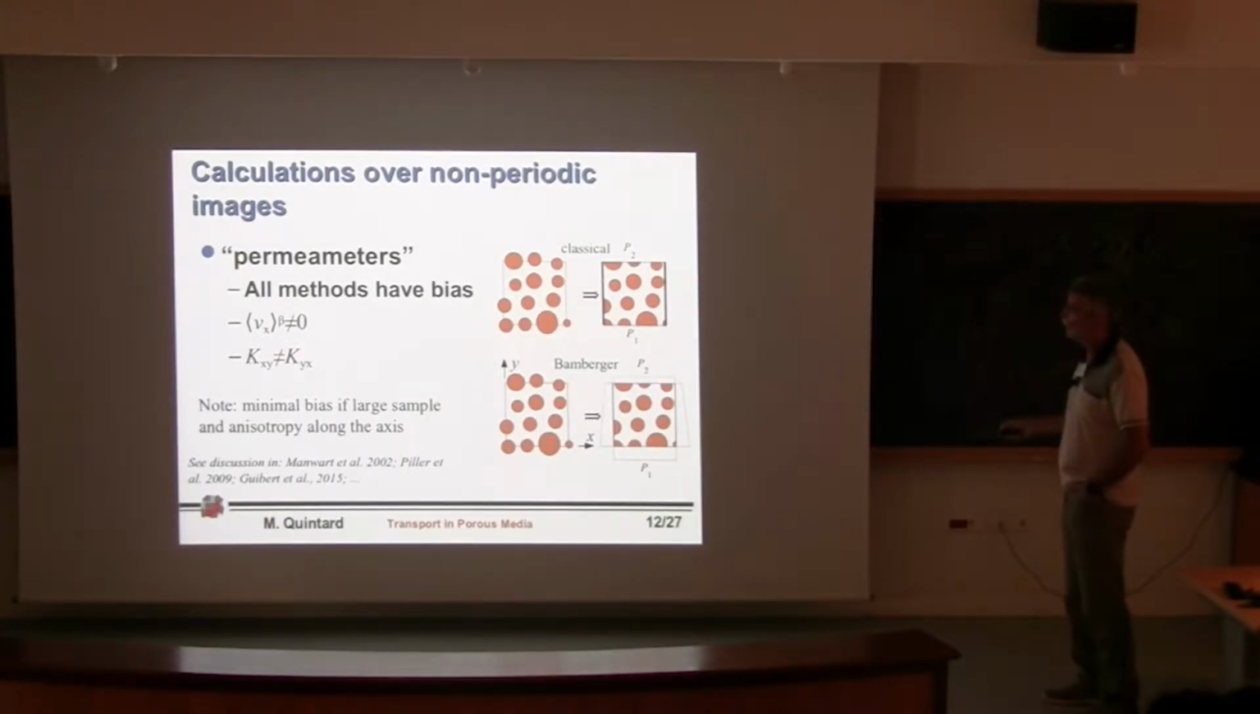Still, you can calculate some anisotropy, but you cannot prove the symmetry of the system. The symmetry of the permeability is proved from the closure problem with periodicity condition. If you remove the periodicity condition, you don't have the proof.